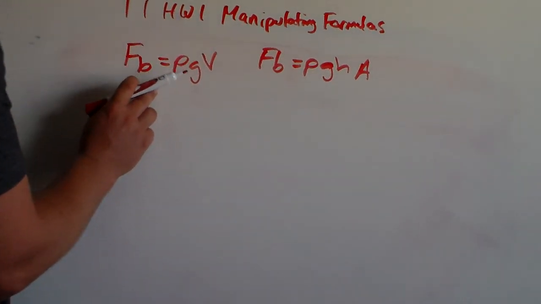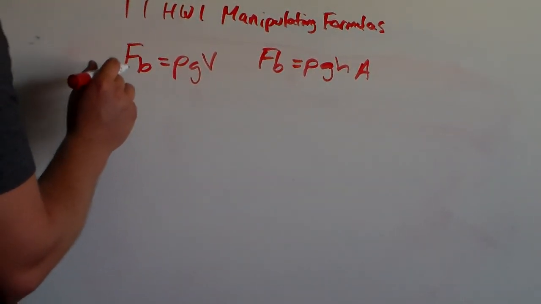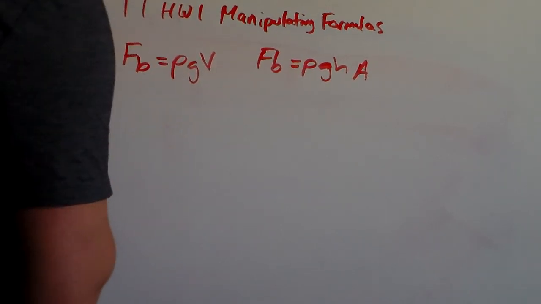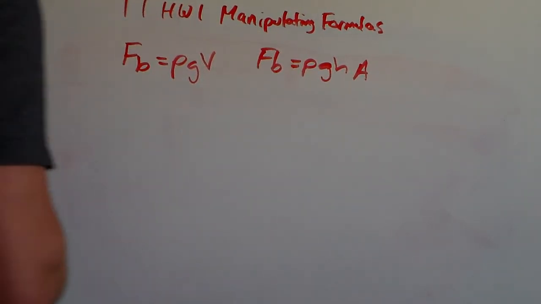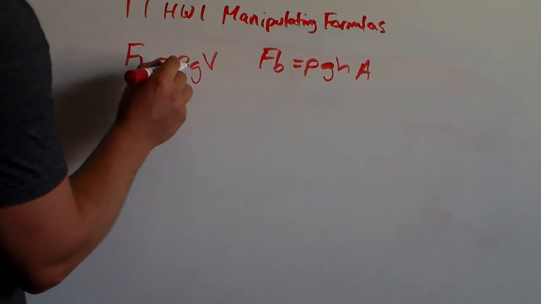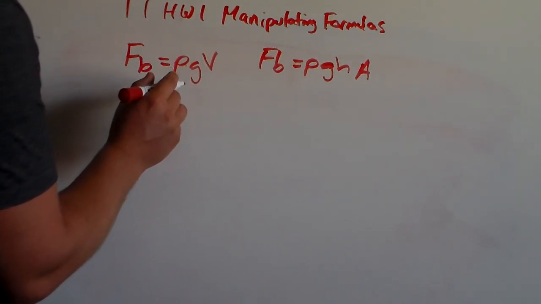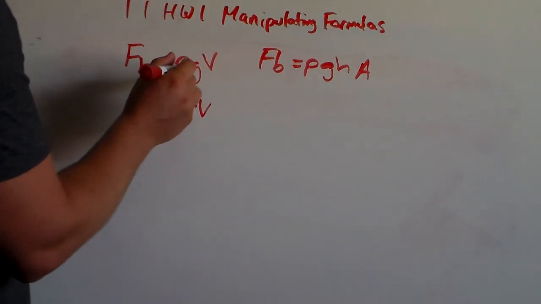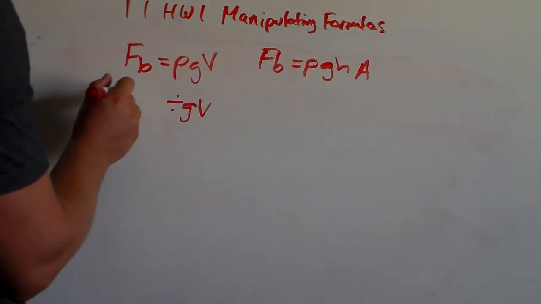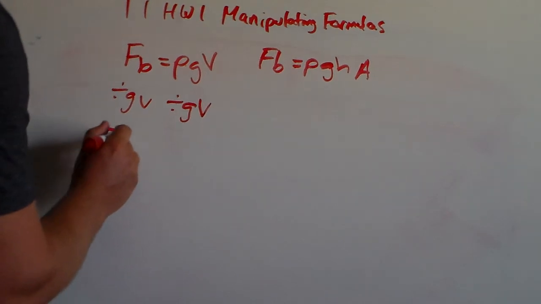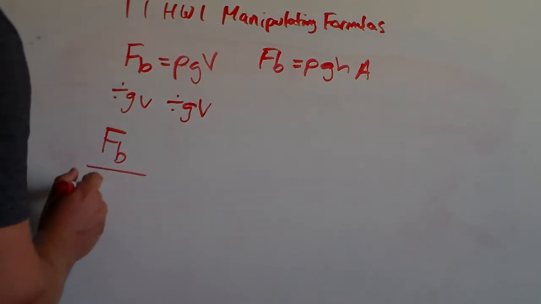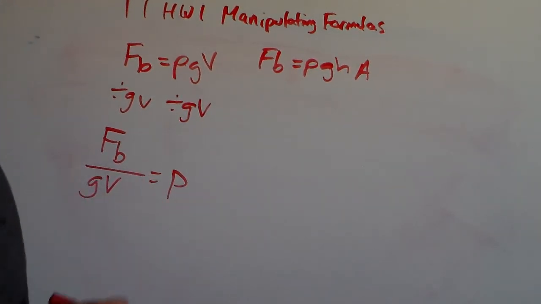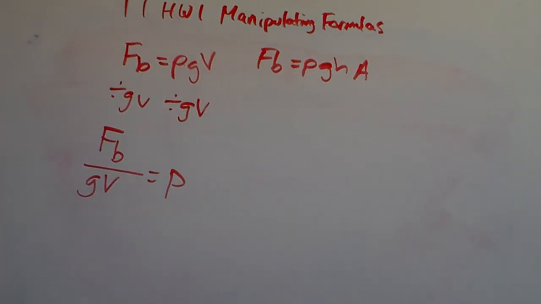So let's focus here on the equation on the left hand side. We have FB equals PGV. Our goal is to get P all by itself. So this is P times G times V. So we're going to divide by GV, those are the other two letters that are attached to the P, to both sides. So we have FB divided by GV equals P. P is now all by itself in this equation.